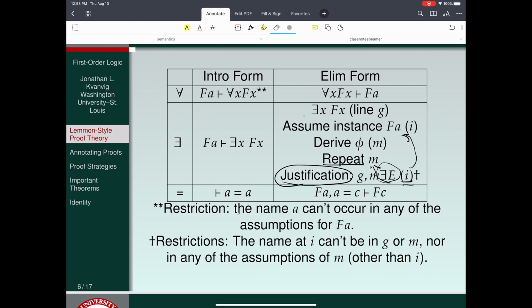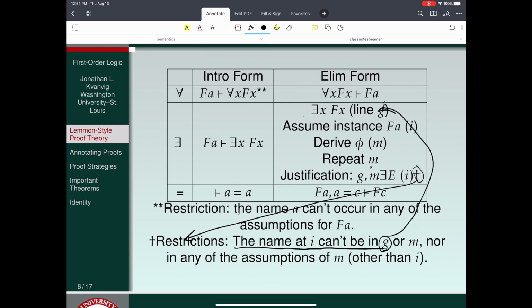All right, that's the complicated form that this rule takes in this system. It also is subject to restrictions. The name at line I, when you assume an instance, you can't just pick any name you want. The name at line I can't be either in the existentially quantified formula at line G or in the line M that you're going to repeat and justify by this rule, nor can it be in any of the assumptions of line M other than line I itself.